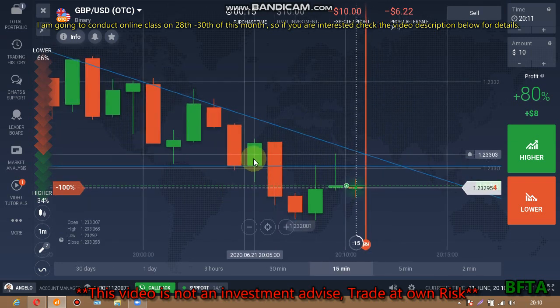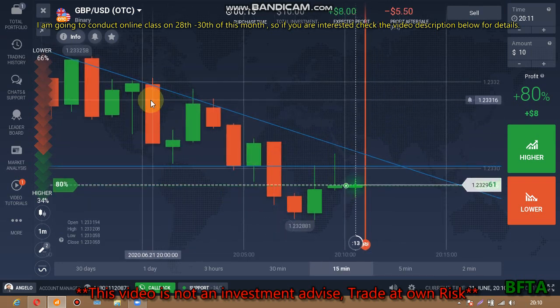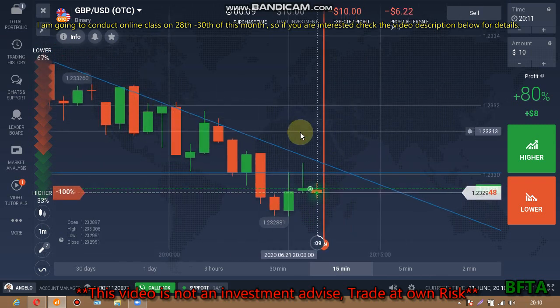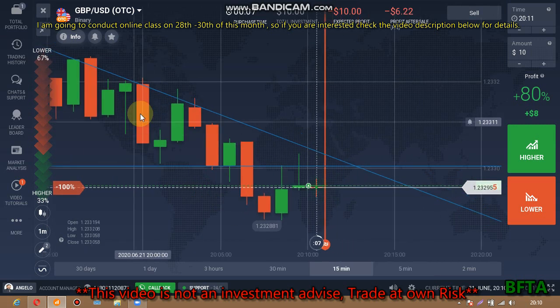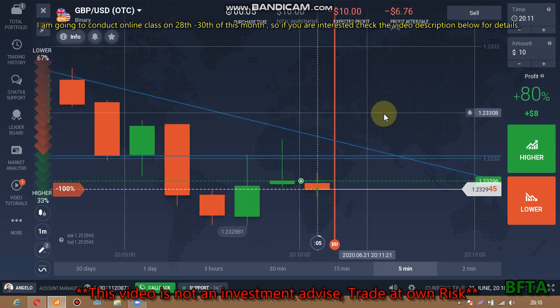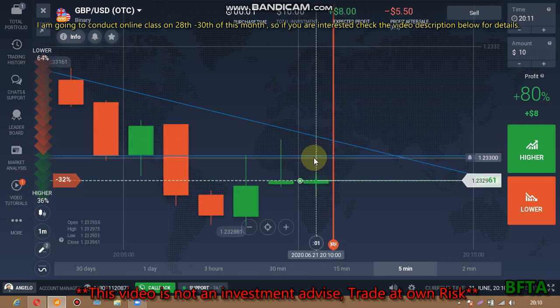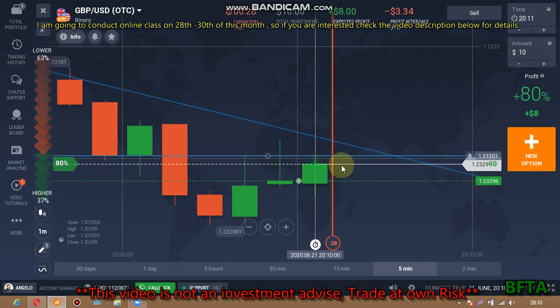At least they will form a candle like this, either this candle or this candle. So they will fill the gap here, because the next possible level of reversal is here.